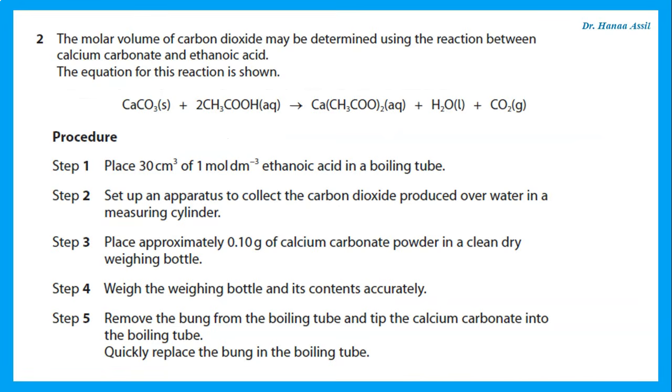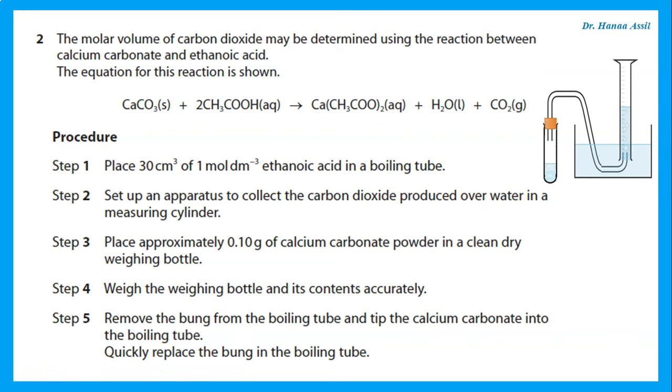Question 2 says the molar volume of carbon dioxide may be determined using the reaction between calcium carbonate and ethanoic acid. So this is the equation for the reaction. Place 30 centimeter cubed of 1 mole per decimeter cubed ethanoic acid in a boiling tube. Set up an apparatus to collect the carbon dioxide produced over water in a measuring cylinder. So you should know that this apparatus should look like this.